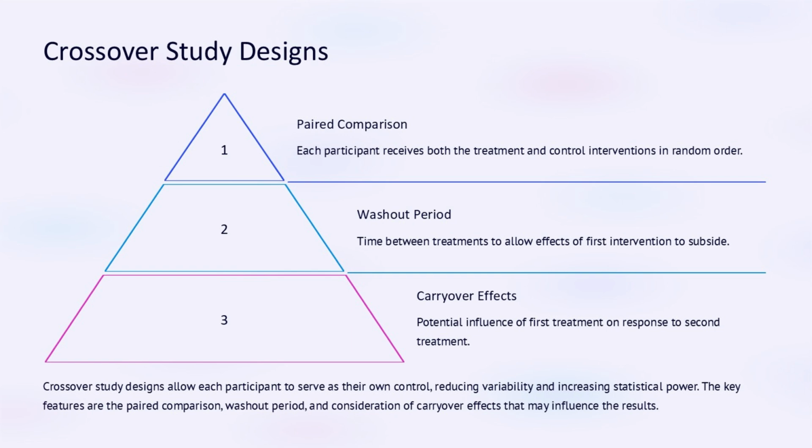Crossover studies allow each participant to act as their own control, reducing variability and increasing statistical power. Key features are the paired comparison, where each participant receives both the treatment and control interventions in random order. There is also a washout period between the two treatments to allow the effects of the first intervention to subside. We need to consider potential carryover effects, where the first treatment may influence the response to the second treatment. These design elements help us isolate the true treatment effect and account for individual differences between participants.